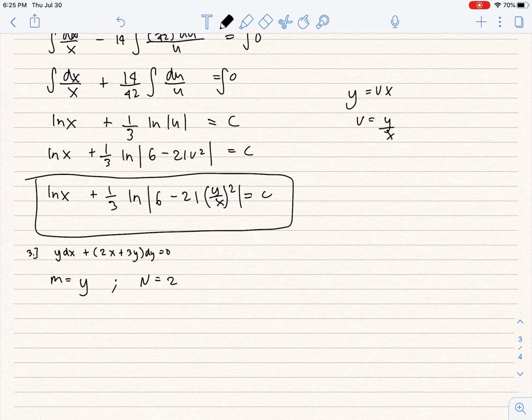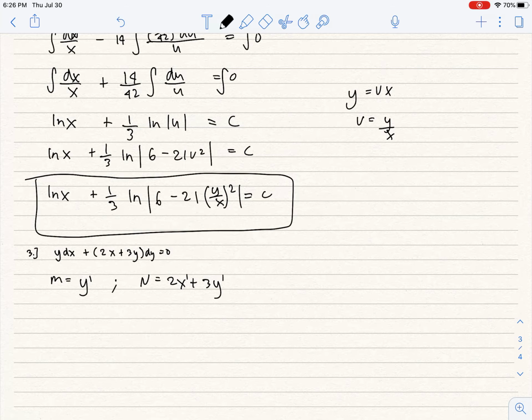So N here is 2x plus 3y. Okay? Check if this is in fact a homogeneous DE. So in M, the degree is 1. In N, the degree here is also 1, 1. So therefore this is a homogeneous DE.